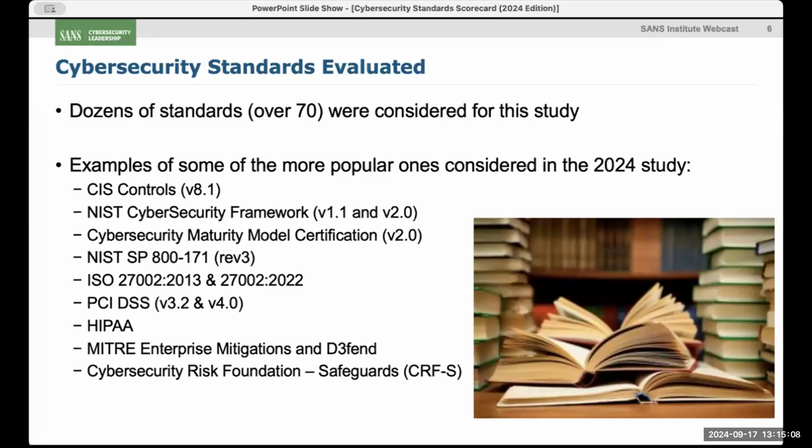PCI, HIPAA. I know some people have asked me on the side about NYDFS, the Amendment 2 that came out at the end of last year, something worth talking about as well. CRF safeguards and others, right? So a lot of these kinds of standards went into the evaluation. So any of these you see here were definitely on the list. Like I said, plus quite a few more that weren't here.